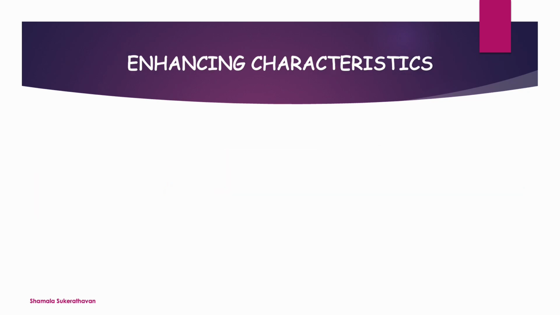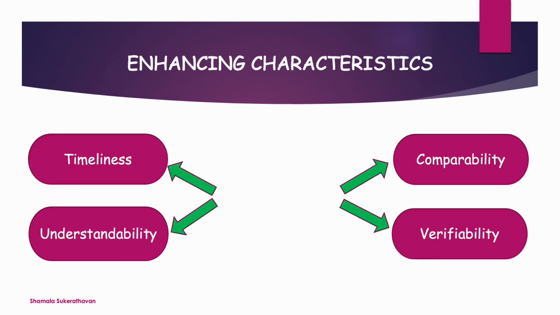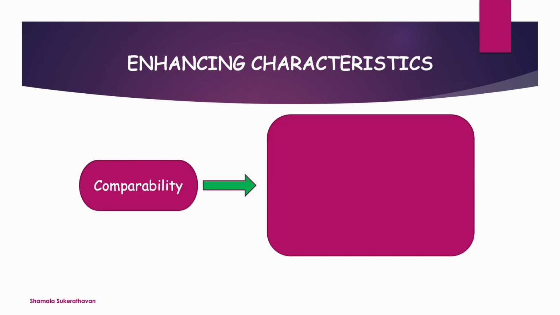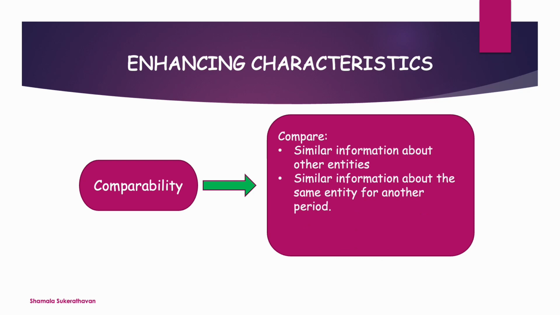The framework includes comparability, verifiability, timeliness, and understandability as qualitative characteristics to enhance the usefulness of information that is relevant and faithfully represented. Let's look at each of these characteristics separately, starting with comparability. The usefulness of information is enhanced if it can be compared with similar information about other entities and with similar information about the same entity for another period.